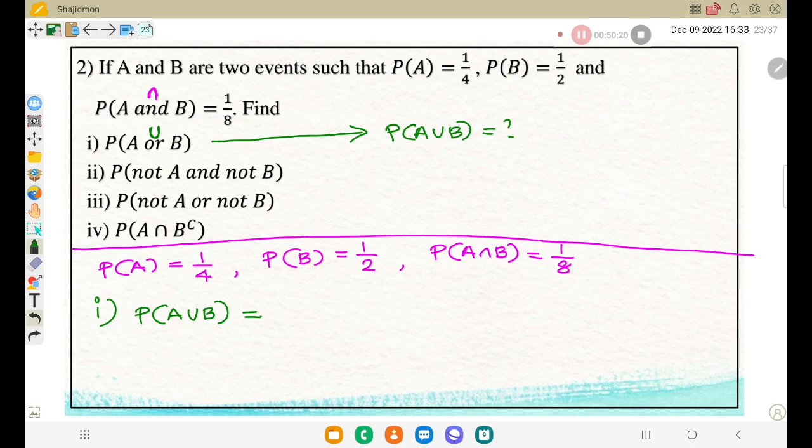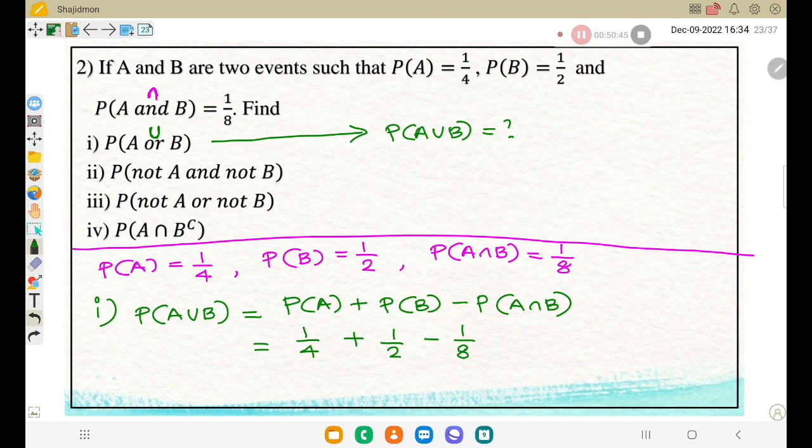So first we need to calculate probability of A union B, correct? Just now we wrote the rule: probability of A plus probability of B minus probability of A intersection B. The probability of A given in the question is 1 over 4, plus probability of B, 1 over 2, minus probability of A intersection B, 1 over 8. You can use the calculator. You will get 5 over 8. Hope you understood. Probability of A union B equals 5 over 8.